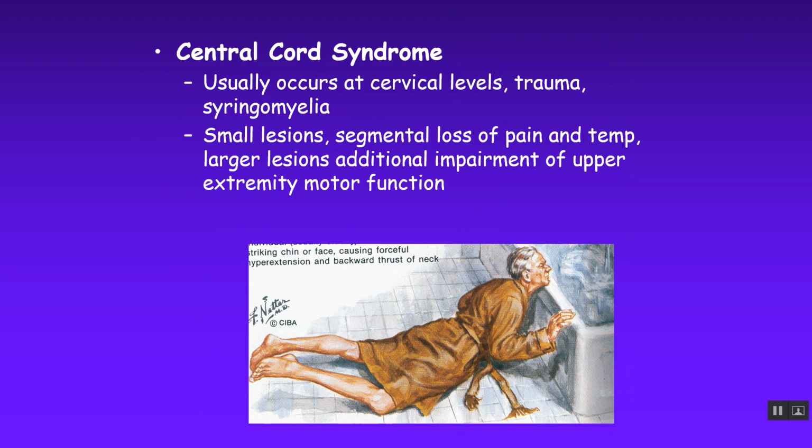That's anterior cord syndrome. Now, central cord syndrome usually occurs at cervical levels. You don't see this nearly as much in the lumbar level. Usually caused by trauma. A hyperextension injury is what tends to cause this versus the hyperflexion injury.